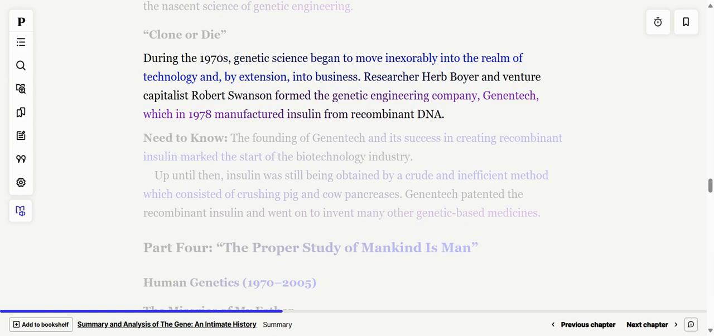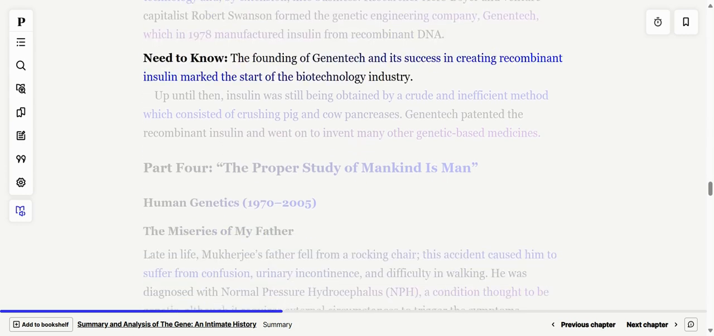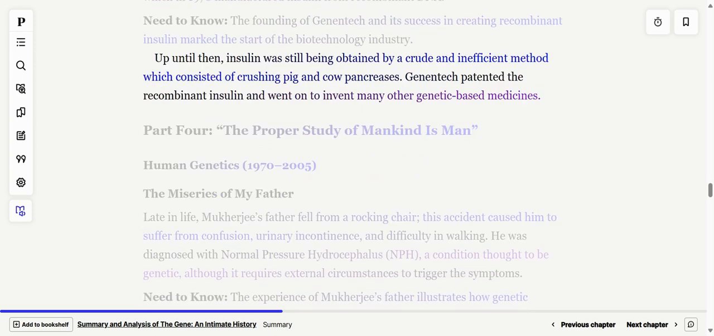Up until then, insulin was still being obtained by a crude and inefficient method which consisted of crushing pig and cow pancreases. Genentech patented the recombinant insulin and went on to invent many other genetic-based medicines. Part 4, The Proper Study of Mankind is Man. Human Genetics, 1970 to 2005. The Miseries of My Father.